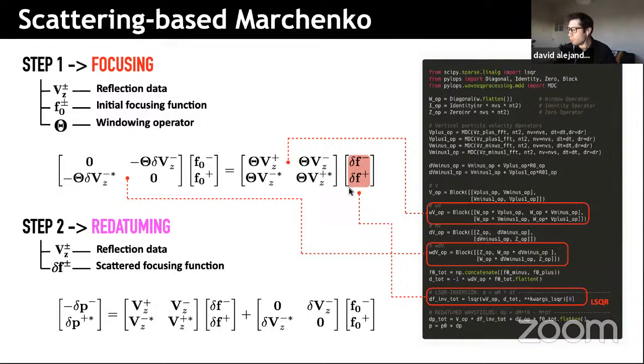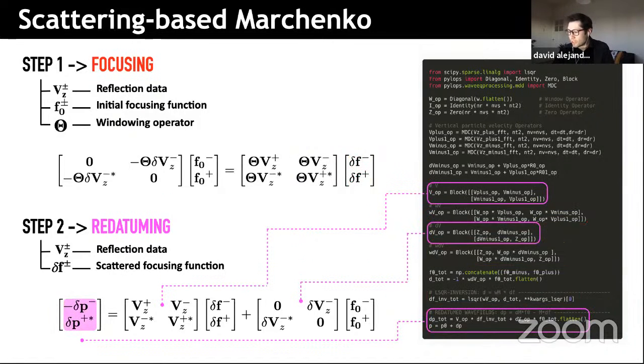Okay. Once we solve the first step, which is called focusing, we are ready to solve the second step, which is redatuming. For that, I would like you to look at how we define these matrices in PyLops. Again, we just use our block operator and fill it up with individual vertical particle velocities, performing multidimensional convolutions in this way.